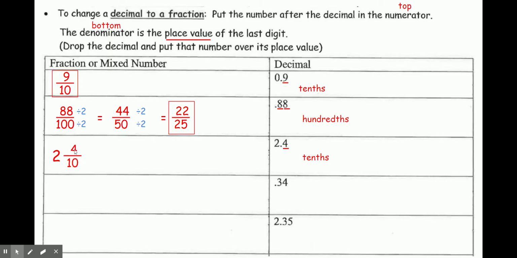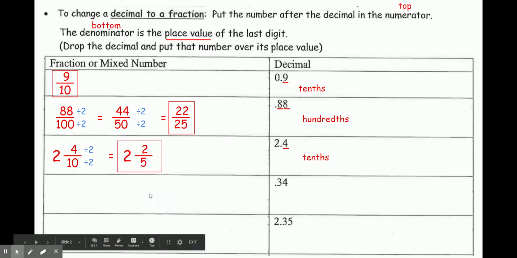Now remember, our fraction is not simplified. You can actually divide both top and bottom by 2. So that turns from 2 and 4 tenths into 2 and 2 divided by 2 is 2. 10 divided by 2 is 5. Can't divide either of those any further, so 2 and 2/5 is going to be our final answer.